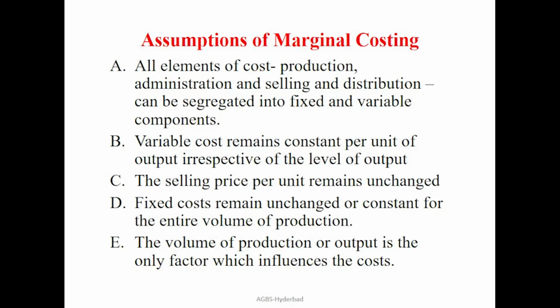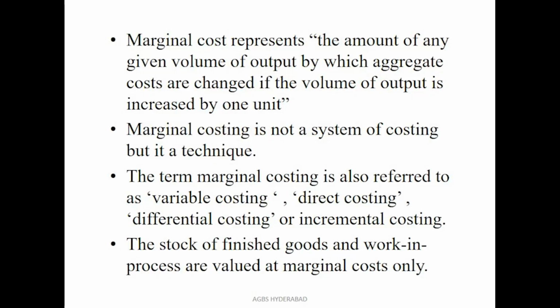So, the volume of production or output is the only factor which influences the cost of the product, which means the actual cost of the product is marginal cost only, which is nothing but variable cost, which is nothing but product cost. So, marginal cost represents the amount of any given volume of output by which aggregate costs are changed if the volume of output is increased by 1 unit.